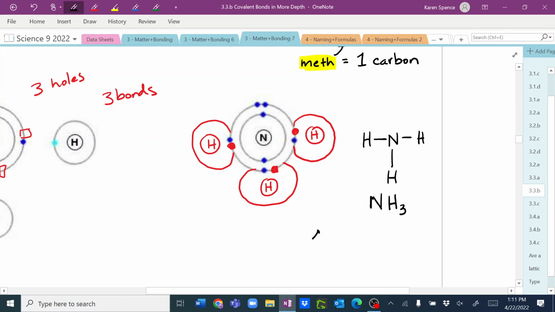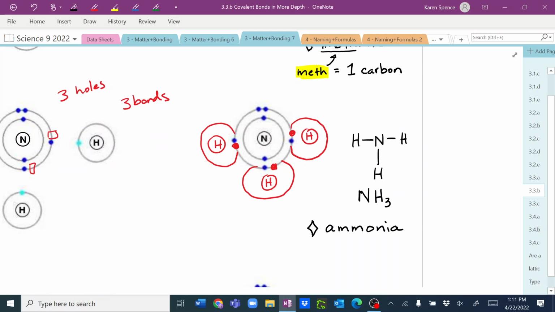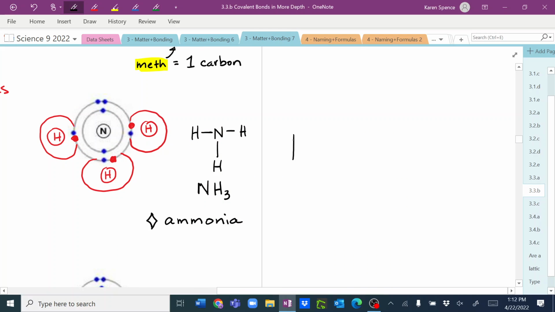ammonia. Anyone heard of ammonia? Yeah, it's in Windex. It's often used for cleaning. So if you get that smell from Windex, that is ammonia. Ammonium and ammonia. Oh, okay. So ammonia is a chemical.